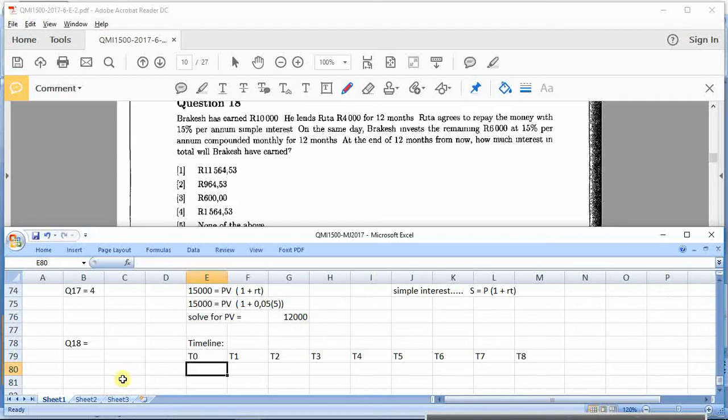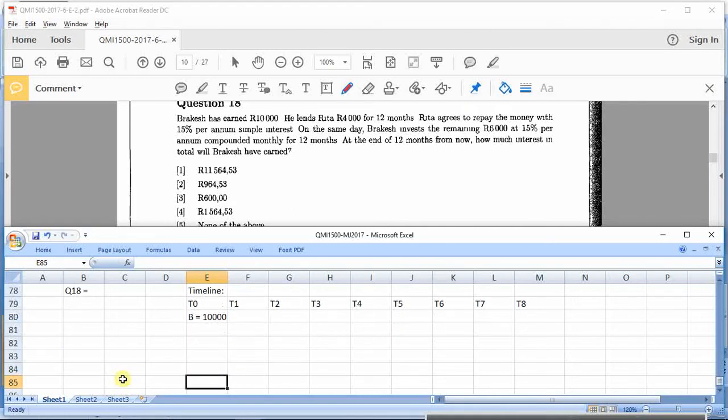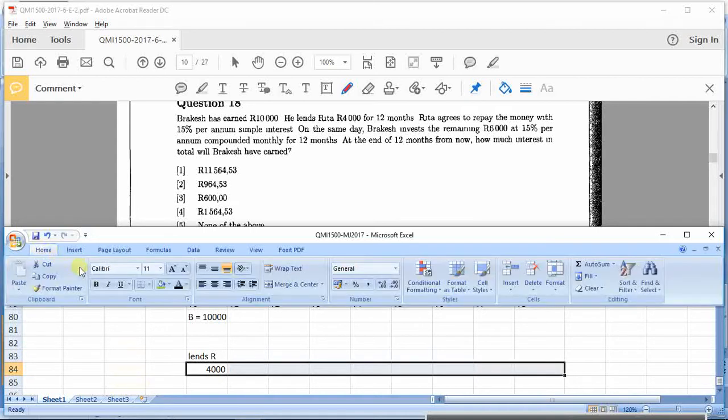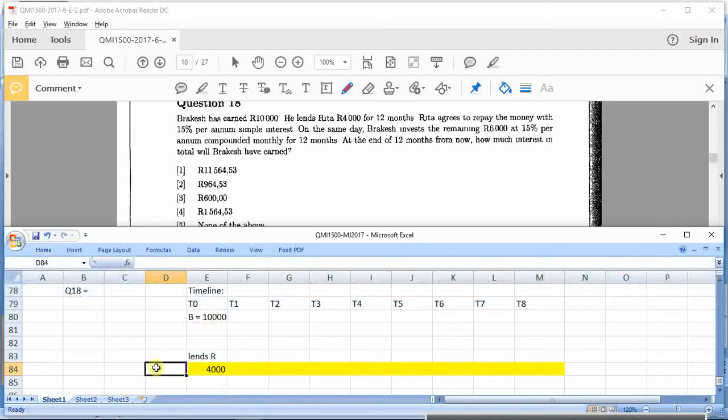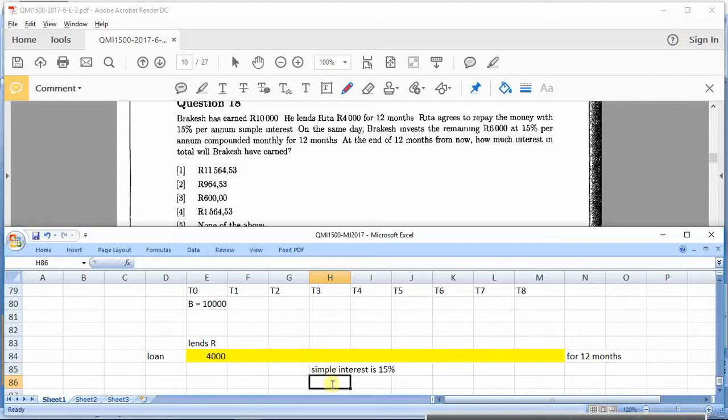B has earned, okay, so B, 10,000. When has he earned it? He earned it now. He lends R4,000 for, okay, 12 months. Alright, what else? Oh, rates. Simple interest is 15%.